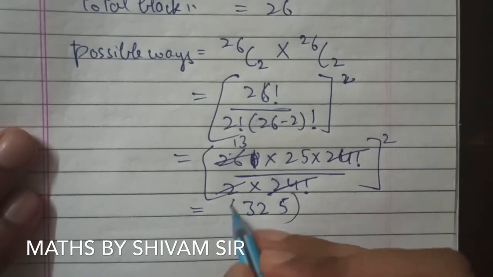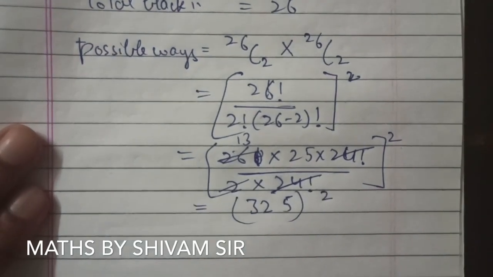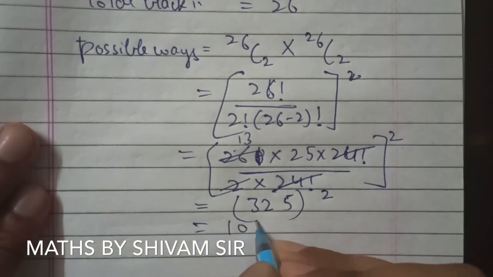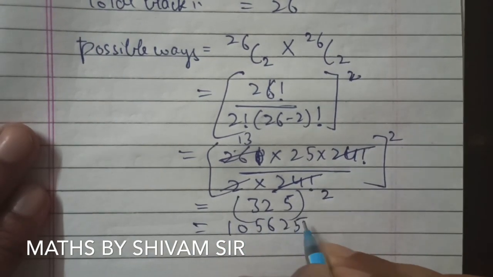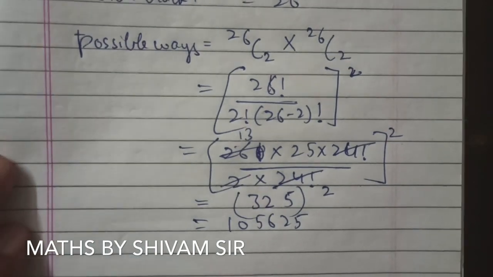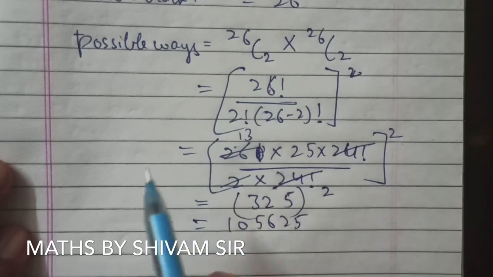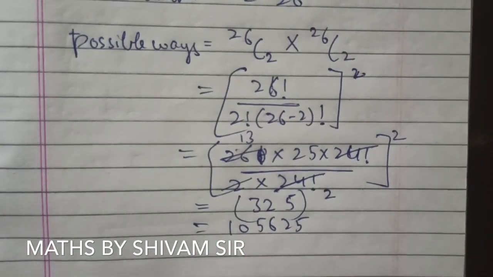Square of this. So 325 square is 105625. So 105625 possible ways are there by which we can select 2 cards from red and 2 cards of black, right? So I hope it is clear to you. Just pause the video to note it down.